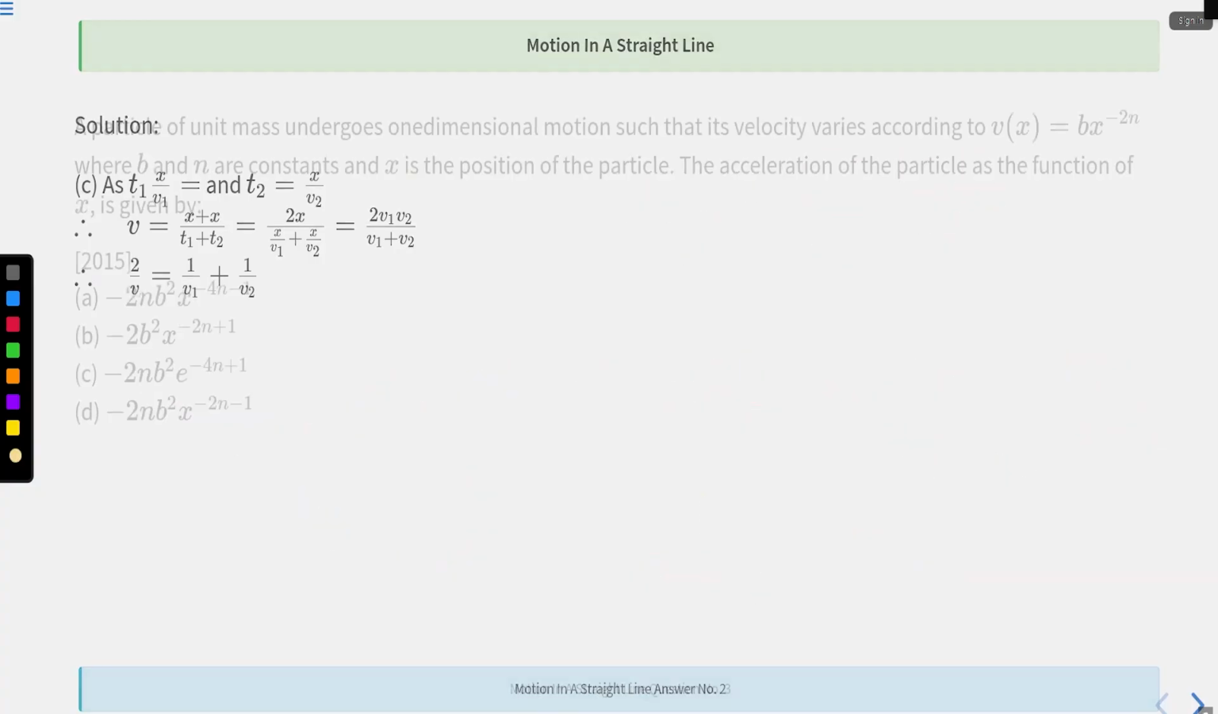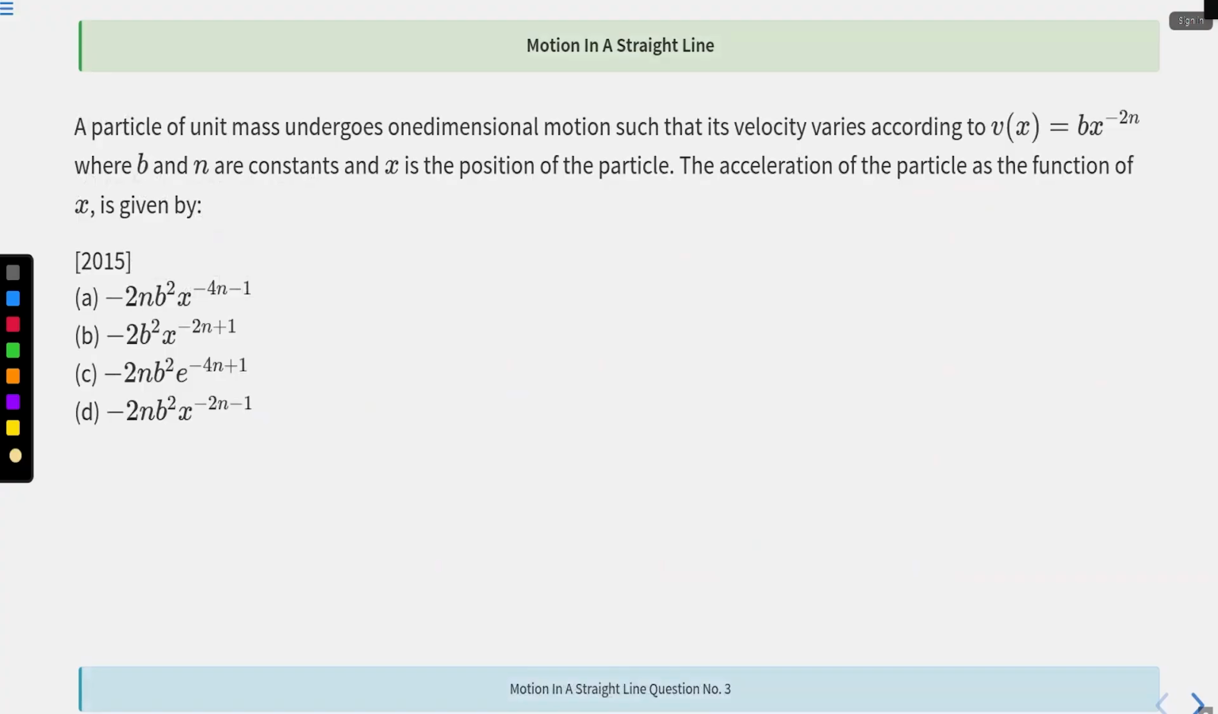Next, a particle of unit mass undergoes one-dimensional motion. Okay, it's again straight line motion. No issue. Such that its velocity varies according to v of x is equal to v of x to the power minus 2n. Okay, so they have given the equation of velocity. All right, this is similar to the first question where we dealt with the equation of acceleration, correct? So now they have said that v and n are constants and x is the position of the particle.